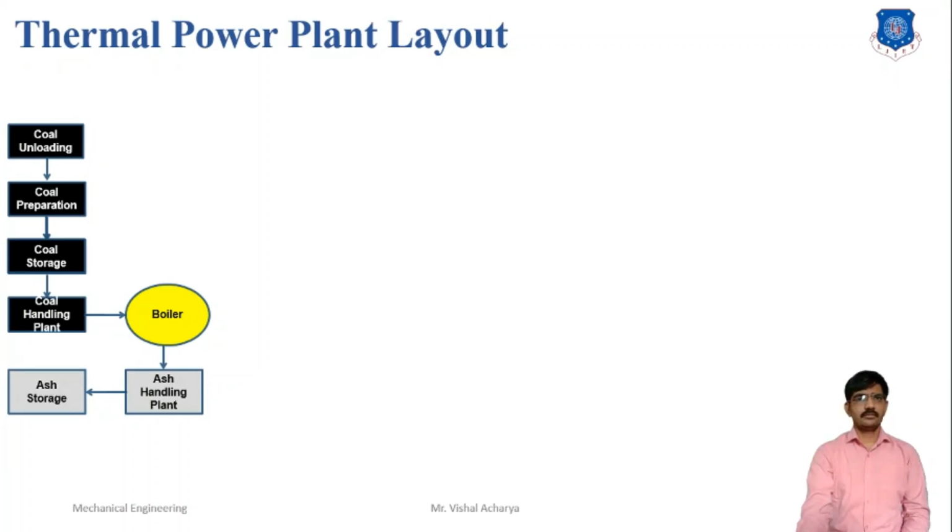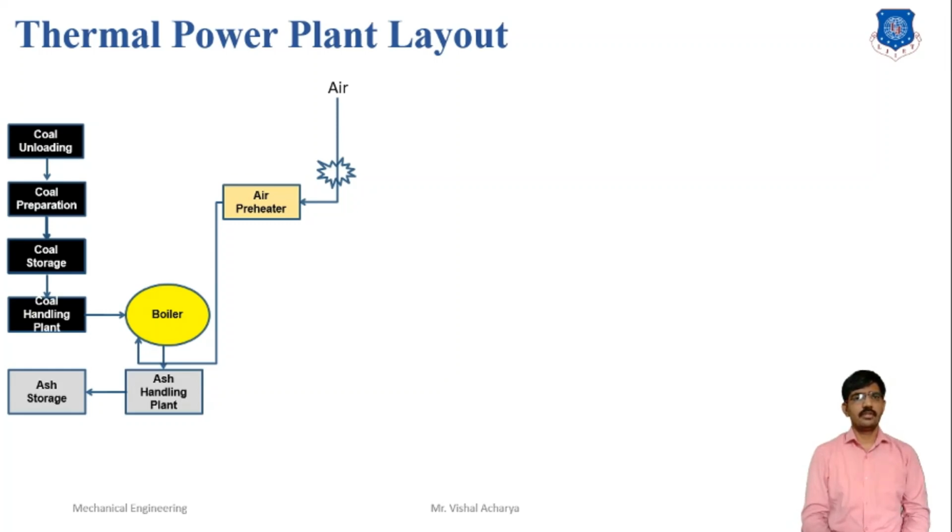In the boiler we require air for the combustion. Atmospheric air enters with the help of the forced draft fan. The forced draft fan increases the pressure of the air and supplies it to the air preheater. The air preheater is a device which converts low pressure, low temperature air to high temperature air, and the high temperature air is supplied to the boiler for improving the efficiency of boiler combustion.